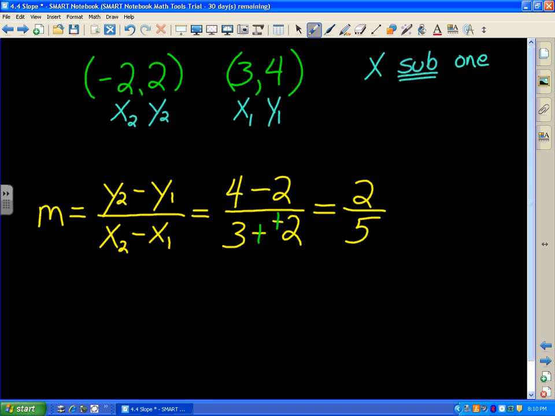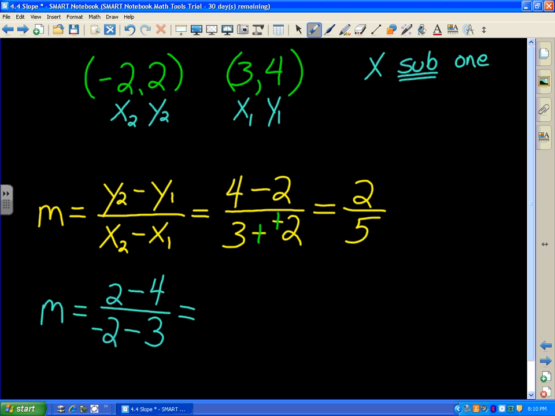And let's look here. M is equal to, well, we're still going to use the same slope formula, but in this instance, y sub 2 is 2, so we have 2 minus, and y sub 1 is 4. 2 minus 4. And if we look, x sub 2 minus x sub 1, x sub 2 now is negative 2, minus x sub 1, which is 3. Comes from the point on the right.